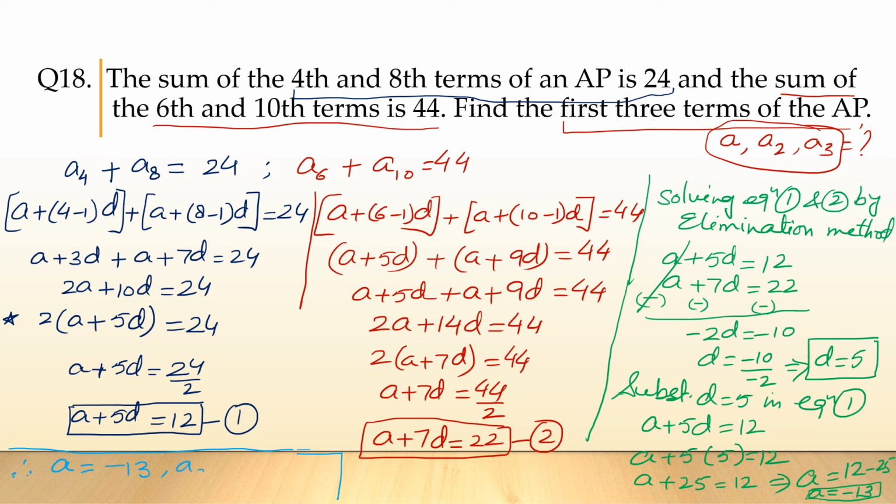For the second term, you add the common difference to the first term: minus 13, the common difference is 5, minus 13 plus 5 is minus 8. And the third term similarly: a3 is equal to the second term plus the common difference, so we have minus 3. So our first three terms are minus 13, minus 8 and minus 3. These are the first three terms of the AP. Right? Now let's do the next question.